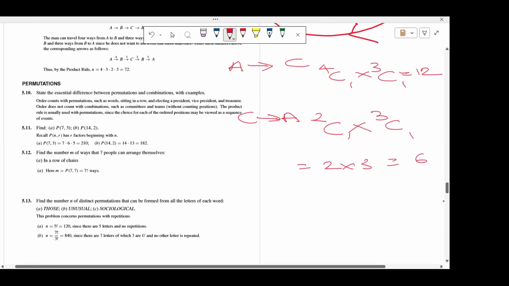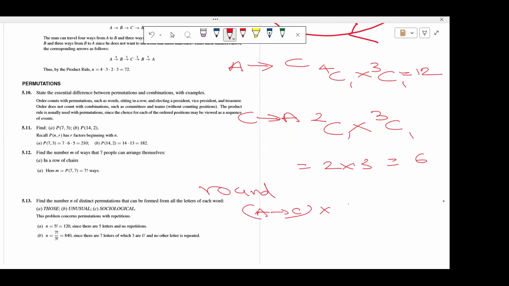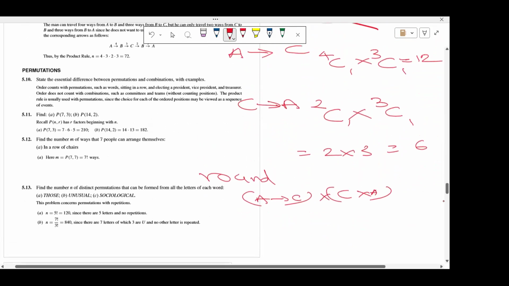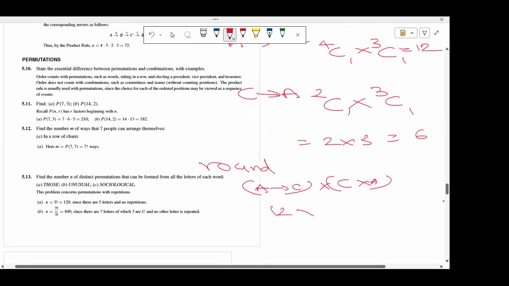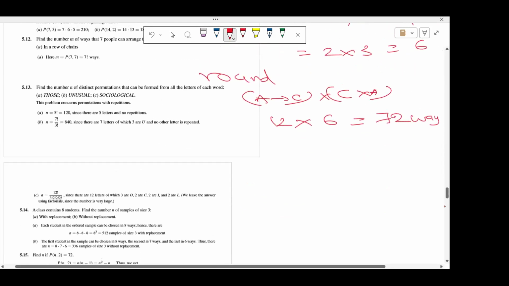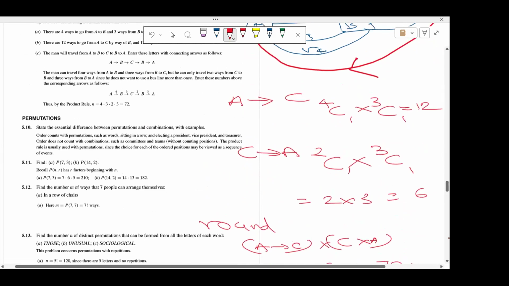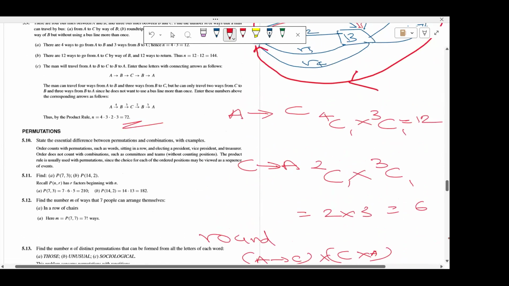So for the round trip, A to C multiplied by C to A because of the product rule. For A to C, we have 12 ways. For C to A, we have 6 ways. So altogether, 72 ways. We can make only 72 ways. So the answer is 72.